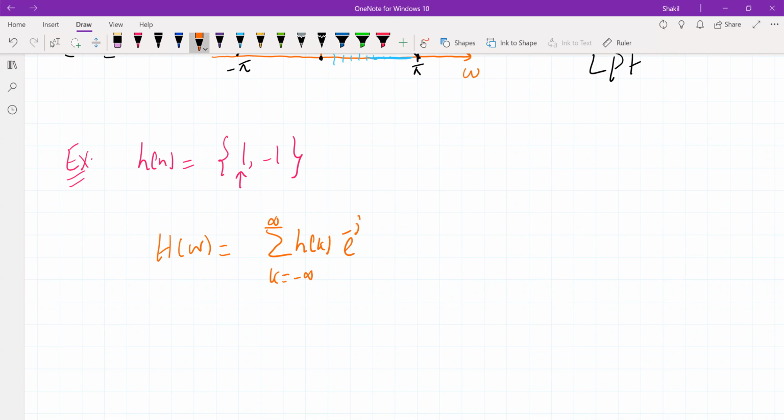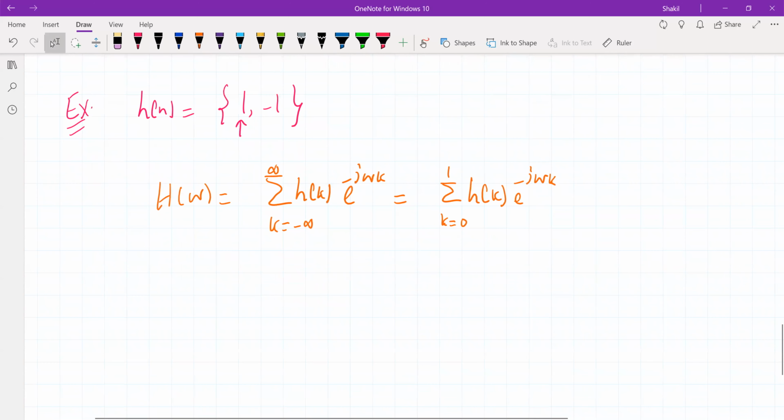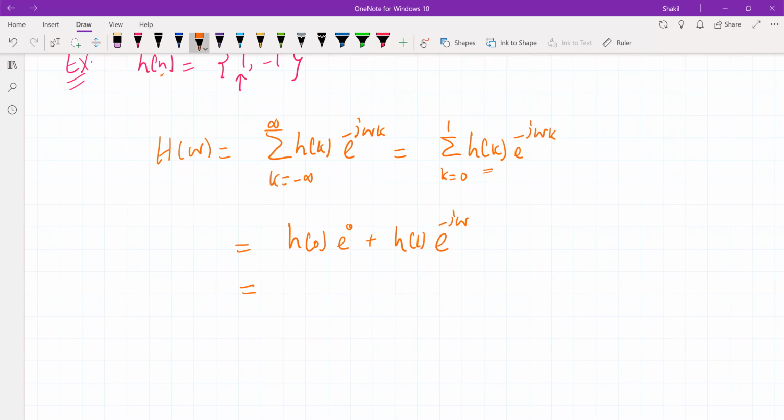H of omega is the sum of h of k e raised to minus j omega k. Now again, you can see there are only 2 non-zero values of h of n, so k varies from 0 to 1. You can use n also. Remember, n or k are one and the same thing. You just replace the n by k in this formula. So this will be h of 0, e raised to 0, plus h of 1, e raised to minus j omega 1. Now h of 0 is 1, e raised to 0 is 1, so this will be simply 1. H of 1 is minus 1, so it will be minus e raised to minus j omega. So this is the frequency response of this system whose impulse response is this.